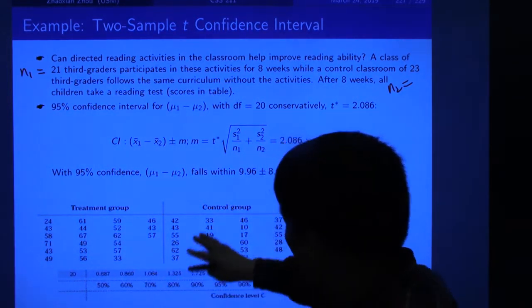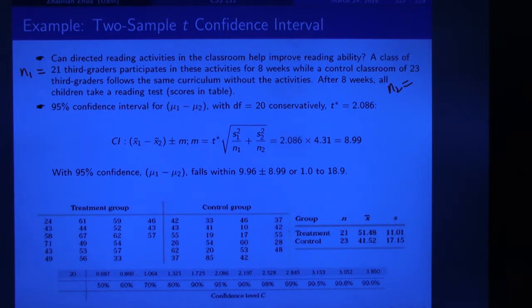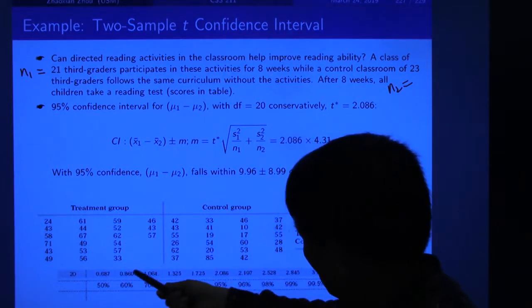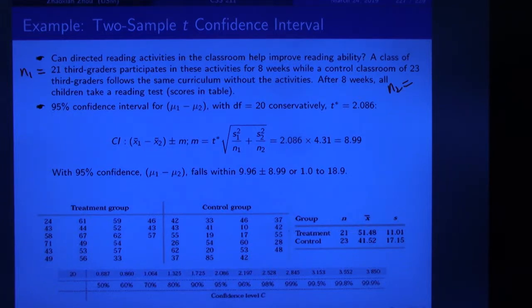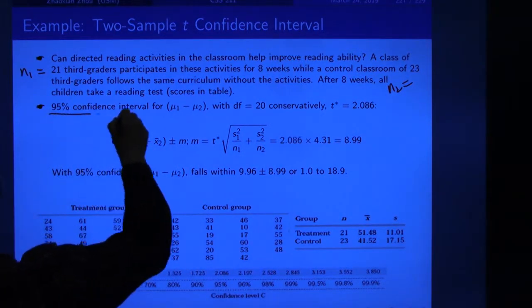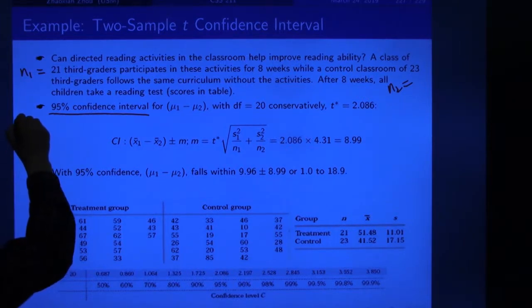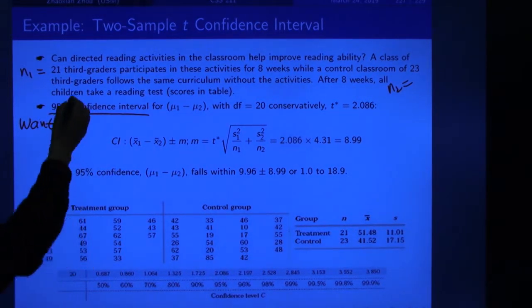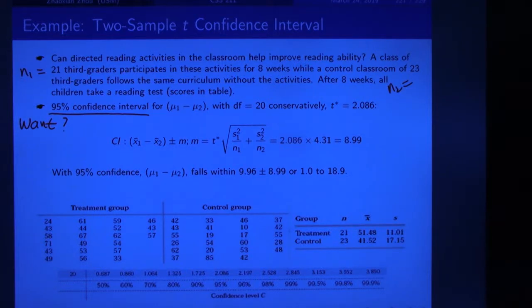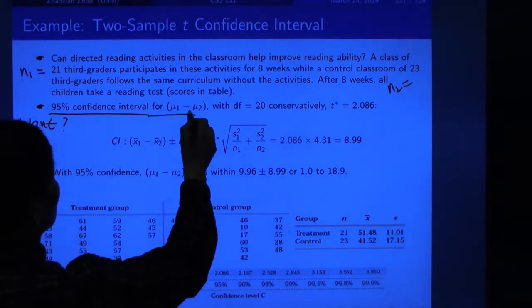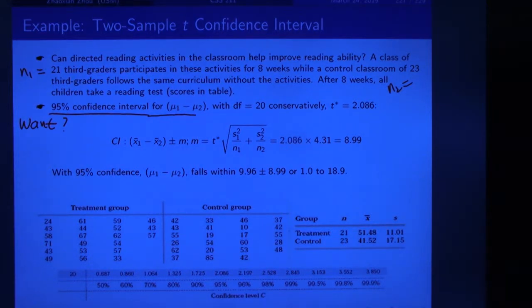This is a treatment group, this is a control group. Here we have 21 data, here we have 23 data. What we want is the 95% confidence interval for the difference, because we want to see if this activity will give us a difference. So we calculate the difference between these two samples.